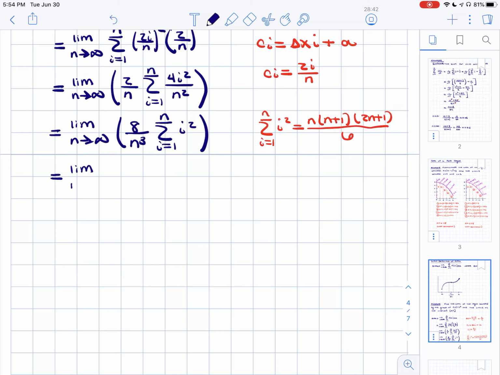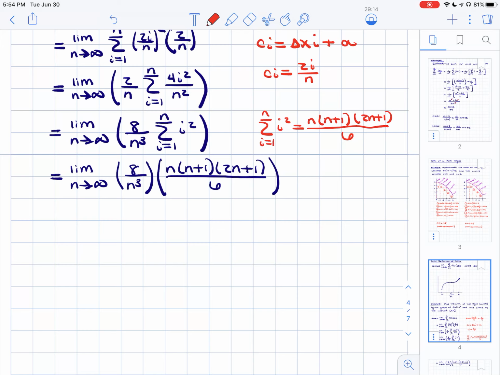This would be the limit as n approaches infinity of 8 over n cubed, and then all of this becomes n times n plus 1 times 2n plus 1 all over 6. All right, so now we need to simplify this a little bit before we can take our limit.